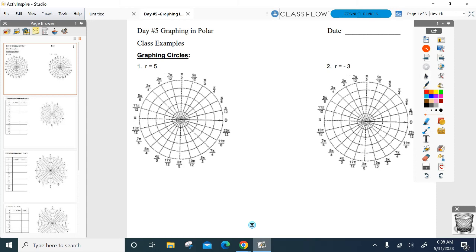Let's start with the most basic graph. All right, in this one, r equals 5. Remember what the r meant. That's the distance away from the pole, the center black dot there, right?